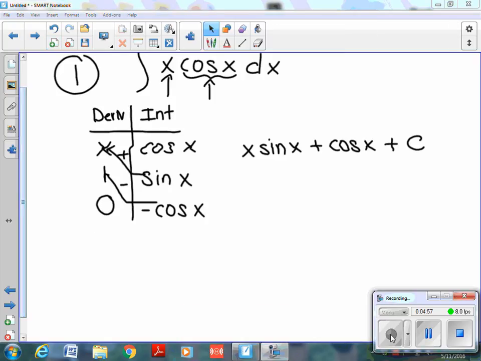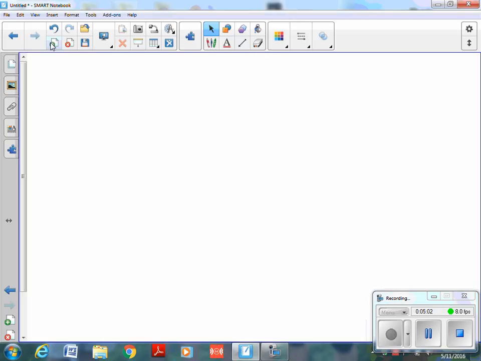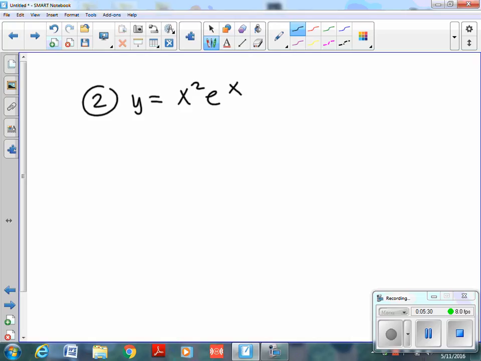Okay, let's do the next one. Number 2, y equals x e to the negative x. Let's do one more without limits. Let's do y equals x squared e to the x, and we're going to integrate this dx.